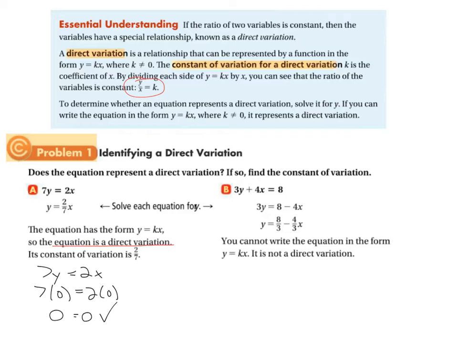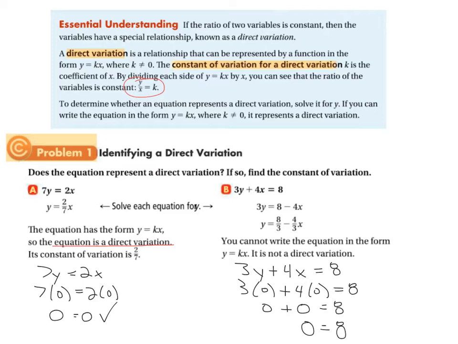Okay. What about this one here? Well, if we had 3y plus 4x equals 8, and we plugged in 0 for x and 0 for y, does it work out to be true? Well, 3 times 0 is 0, plus 4 times 0 is 0, equals 8. 0 plus 0 is 0. Nope, that's not true. Okay, so this is not a direct variation situation.